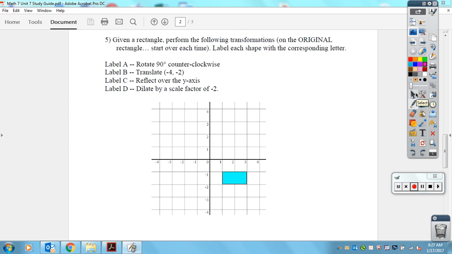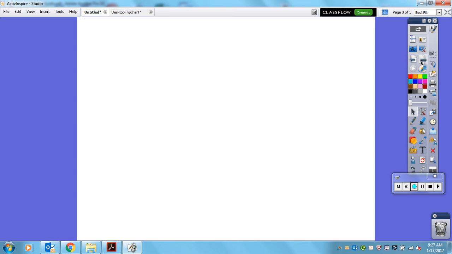5 is going to be done the same way as 4. I have 4 transformations to do on this original shape. I'm going to pay attention to this original every single time. I'm going to start over at O, or the original. In order for me to do A, which is rotation, I can't do it in PDF, so I have to do a little bit of work. I just took a picture of it. I'm going to paste it right here.